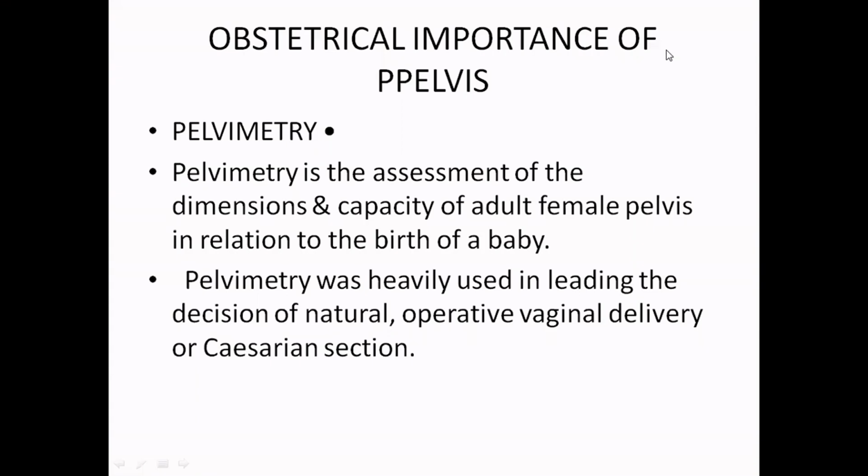Today, our topic is obstetrical importance of pelvis. First of all, we can study about pelvimetry. Pelvimetry is the assessment of dimensions and capacity of the adult female pelvis in relation to the birth of the baby. And this was used to make a decision whether to conduct natural, operative vaginal delivery or Caesarian section.